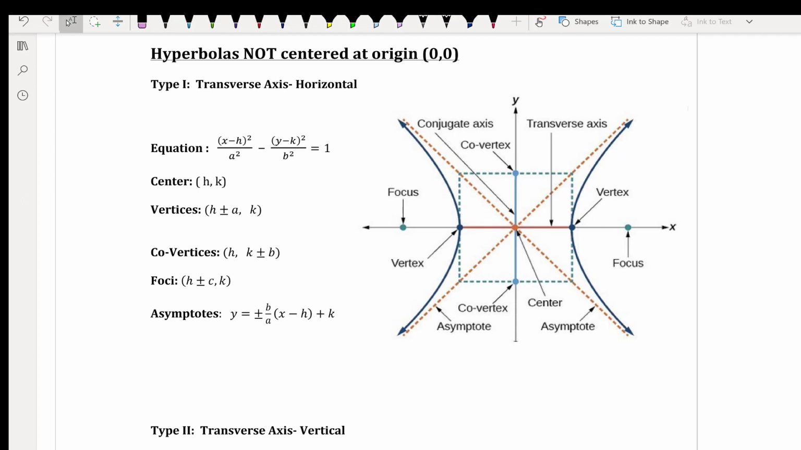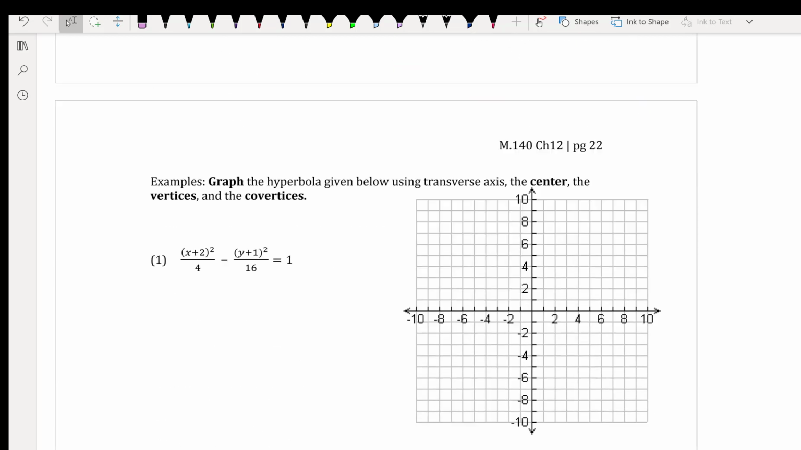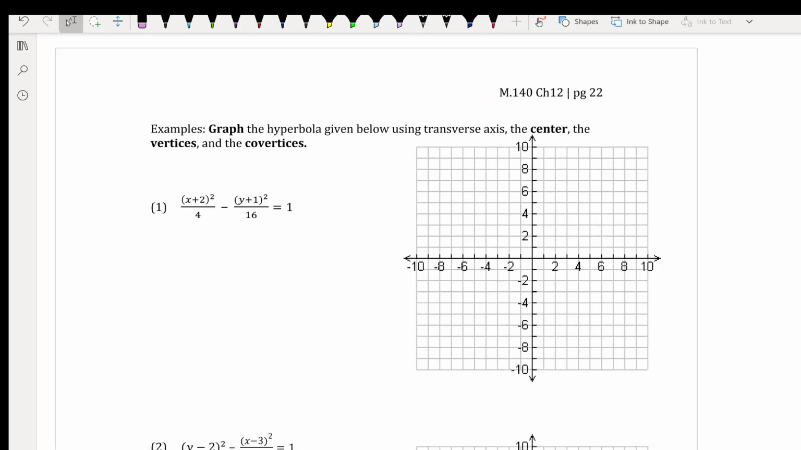Now, we're also going to have hyperbolas not centered at the origin. So when it's not centered at the origin, our center is now going to be (h, k). Okay, and our vertices are going to switch a little bit. Same with our co-vertices. And we may or may not be talking about our foci. Okay, and there is my other hyperbola, not centered at 0. That's going to be along the y-axis. Okay. So it says graph the hyperbola given below using transverse axes, the center, the vertices, and the co-vertices. So, okay, here we go. I know at the very least what my center is.